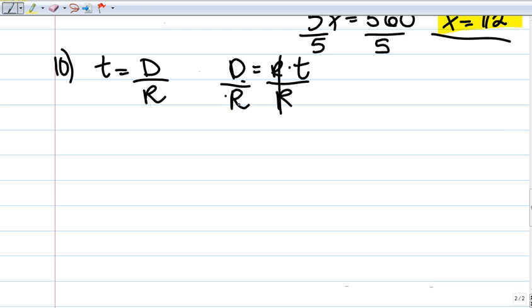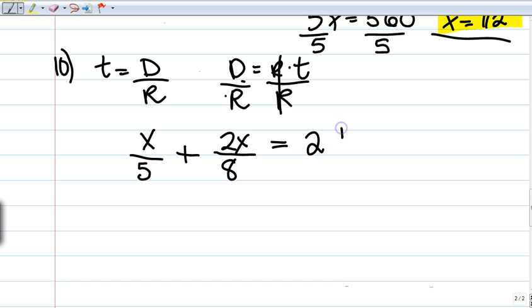It says Elisa walked a certain distance at 5 miles per hour. So we don't know what that distance is, but she walked 5 miles per hour. Then she jogged twice that distance at 8 miles per hour. So here's her distance, and she jogged 8 miles per hour, and twice the original distance. And it says her total time walking and jogging was 2 hours and 15 minutes. So I'm going to make that 2 1/4.